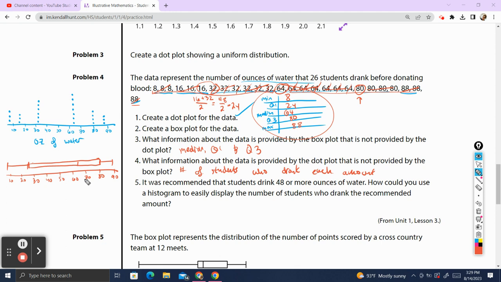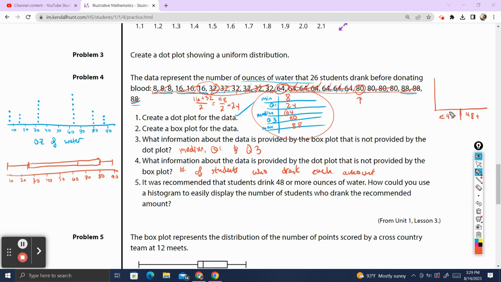Question number 5. It was recommended that students drink 48 or more ounces of water. How could you use the histogram to easily display the number of students who drank the recommended amount? So 48 or more ounces of water. What that tells me is I want to create a histogram, and I'm just going to make it with 2 bins. In this case, it's going to be 48 plus, and in this case, it's going to be less than 48. All right, so they're just simply 2 bins.